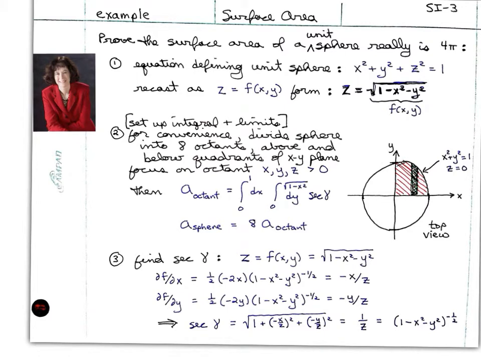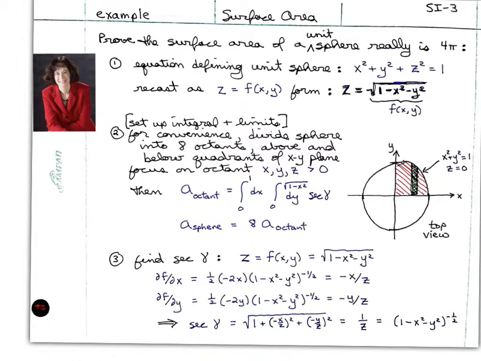Hello, Professor Simmons here. We're going to do an example of finding the area of a curved surface using the method from the previous video. We will do an example where we know what the answer is. We'll prove that the surface area of a sphere of radius 1 is in fact 4 pi.